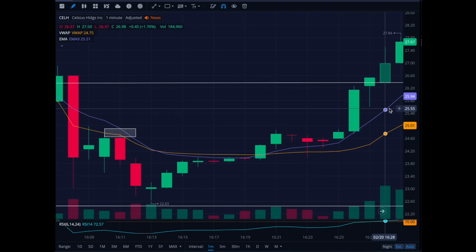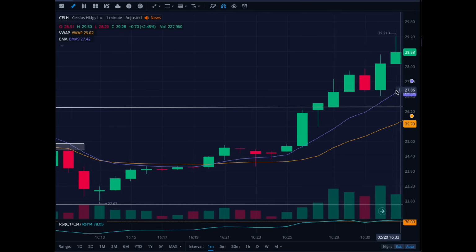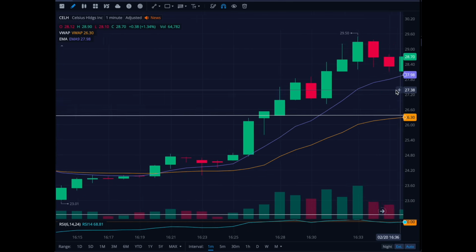Now watch, this is a 1 minute candle. Each candle is pulling away from the 9 EMA, indicating a bullish momentum, bullish trend. So I like to use these EMAs as trend plays.